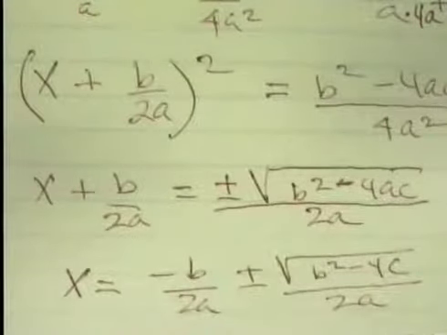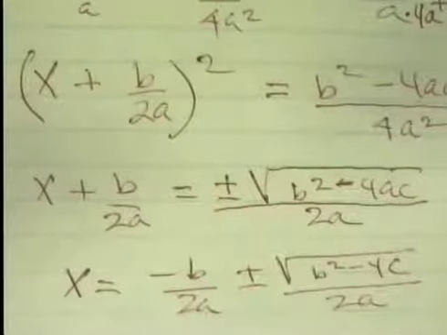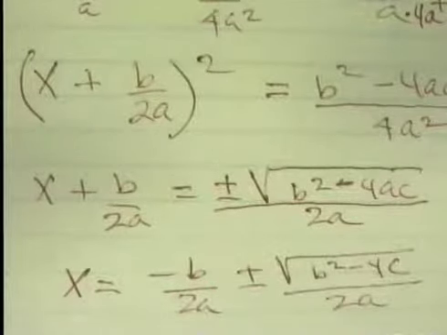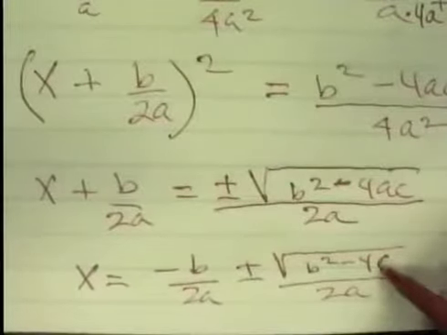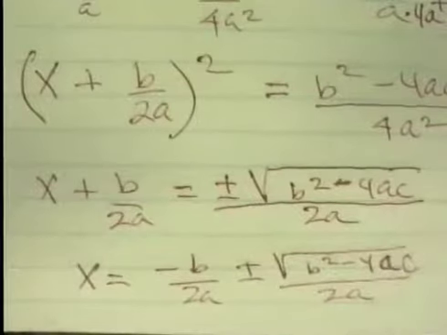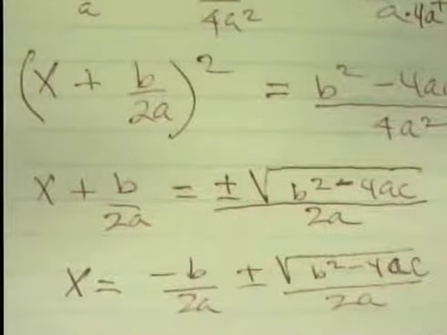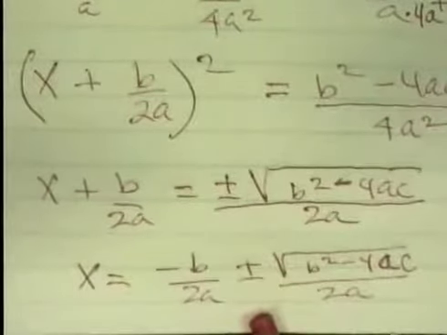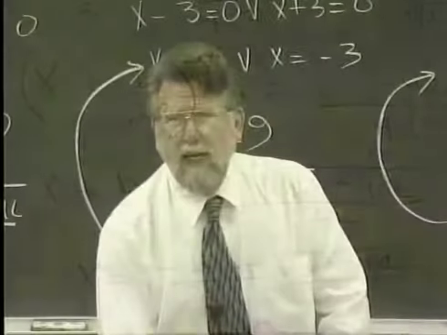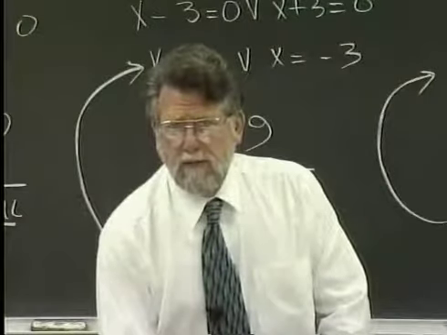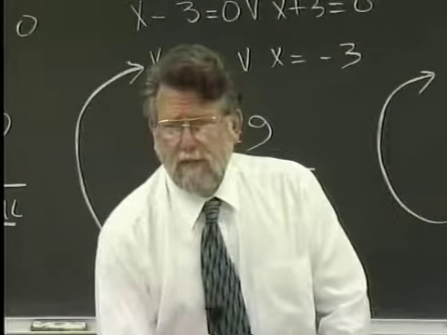Minus b plus or minus. I realized what I did. Okay. Square root of b squared minus 4ac. I don't have the 4ac there, do I? There I do now. The 4ac. I didn't realize I'd left off that c. Minus 4ac all over 2a. Okay, and then I just combined over the same denominator.